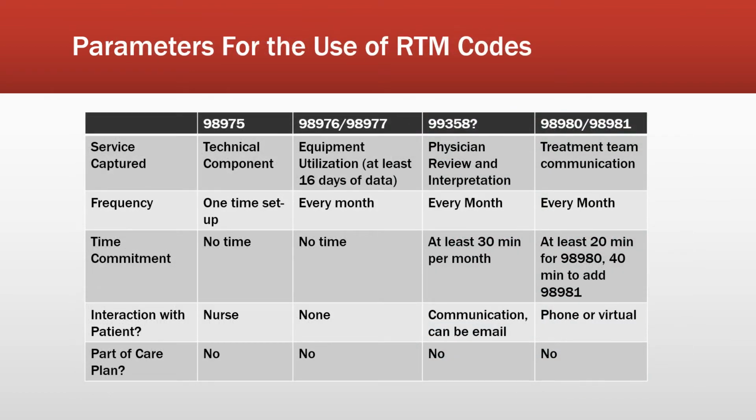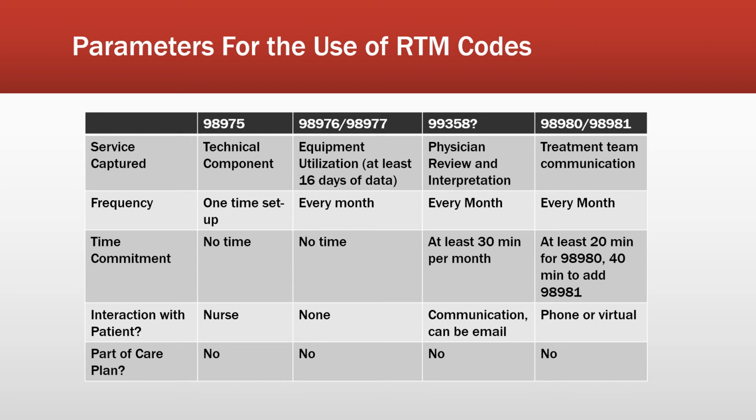Just like with the RPM codes, here are the parameters for the use of the RTM codes for treatment. You do have a service captured, frequency, time commitment, interaction with the patient, and plan of care rows. And again, you'll see that this also is not included in part of the greater care plan as long as the minutes are distinguished. You have the technical component of the setup of 98975. The equipment is 98976 and 98977.